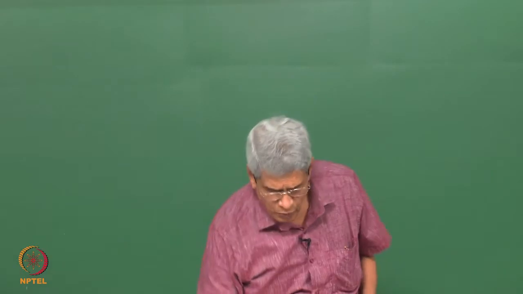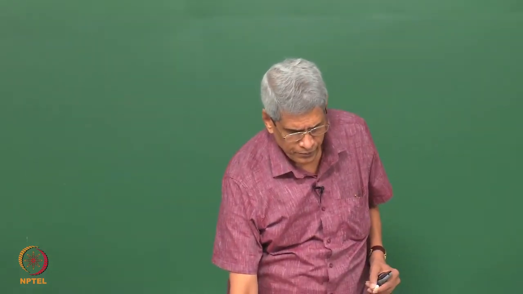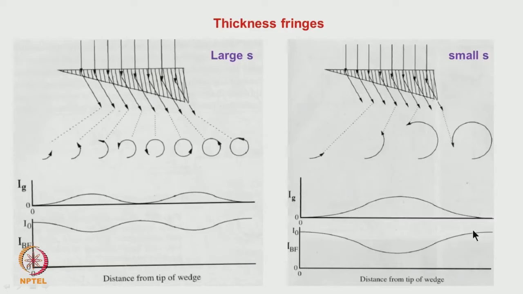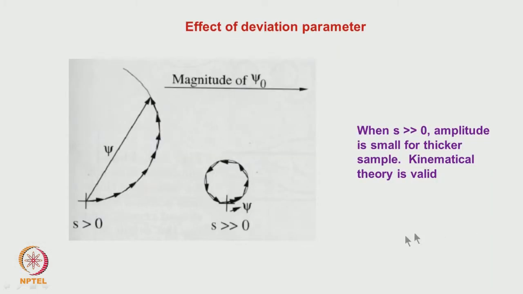The other expression which we have to, I think I will come back to that later. Suppose the value of s is very large, or the value of the deviation is very small. What will be its effect on the phase?